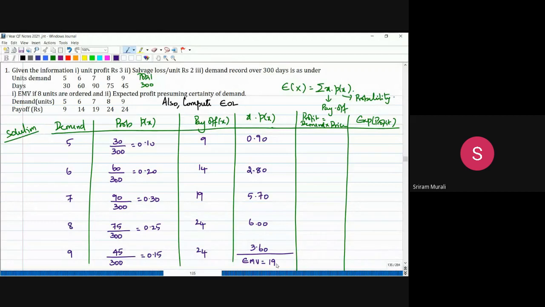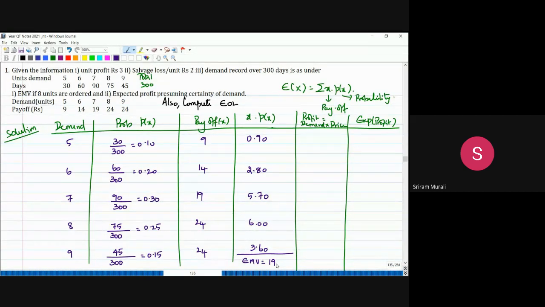The next case is expected profit. So the profit we want to decide. What is a profit? It is demand into price. Am I right? Profit here: how much quantity is demanded, and what is the price of the product? So that is demand into price. Do you understand what I am trying to tell?